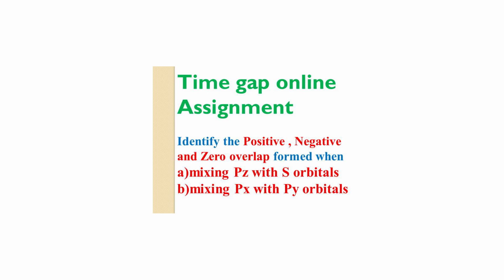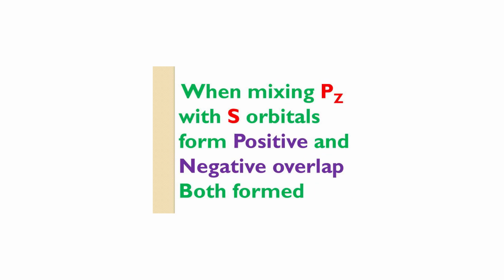Students, now we can do an assignment. Identify the positive, negative and zero overlap formed when A, mixing px with the s orbital, and B, mixing px orbital with the py orbital. See the slide, see the pictures.